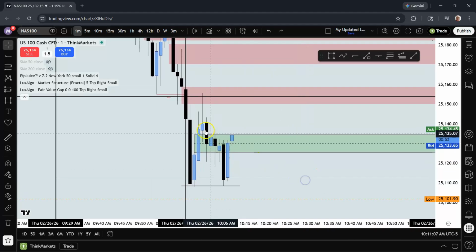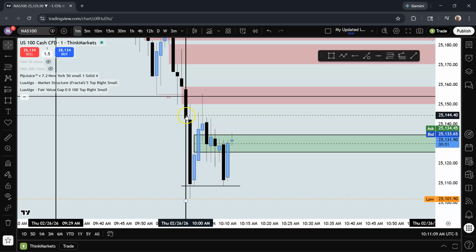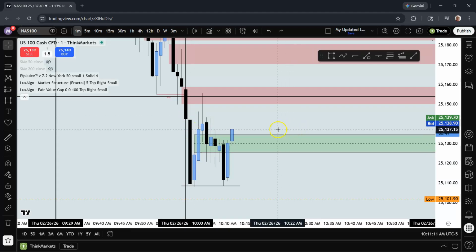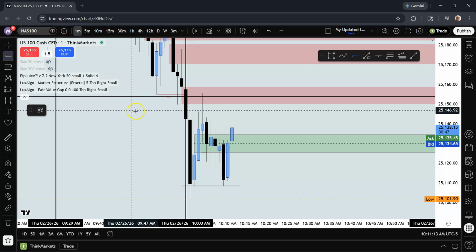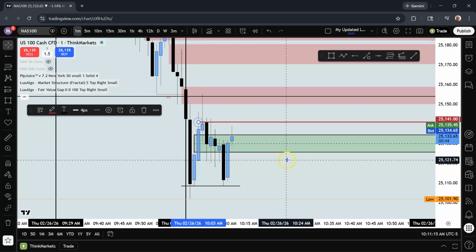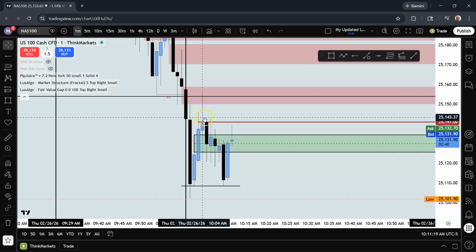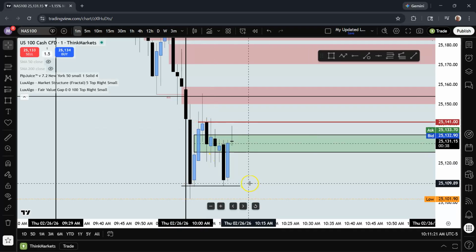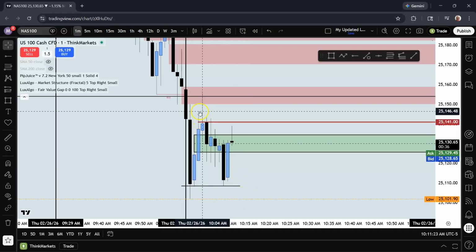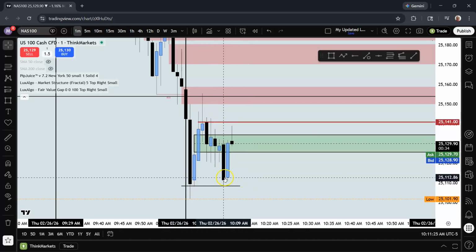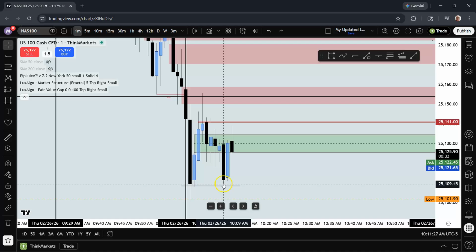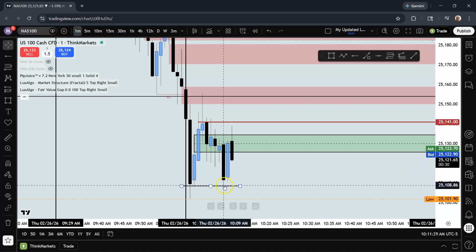Okay, so again, I'm waiting for a break of structure, because this was considered a lower high right here. Or lower low, I should say, a lower low. This didn't make a lower high.